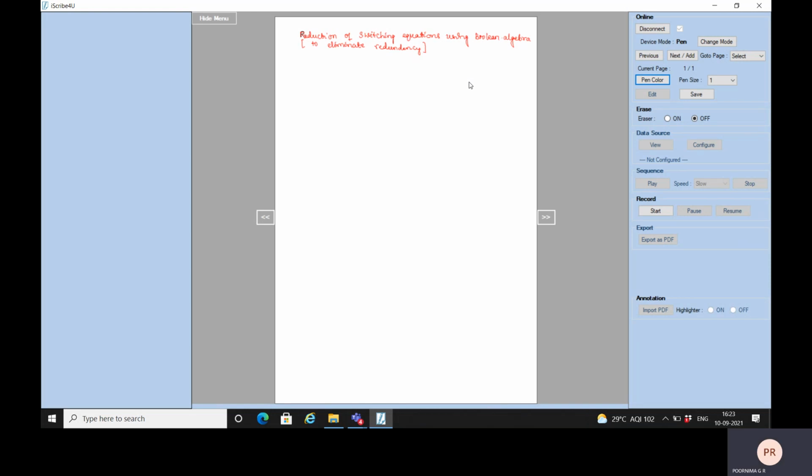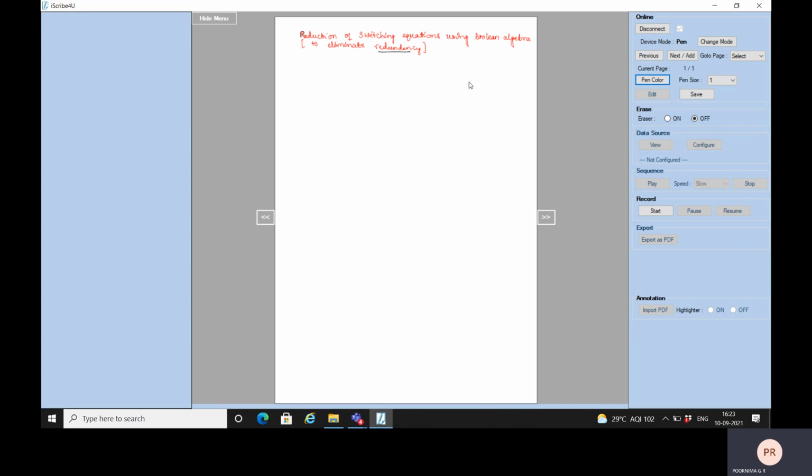Today we will be learning how to reduce a switching equation using Boolean algebra. The importance of reduction of switching equations using Boolean algebra is to eliminate the redundancy. Redundancy is nothing but repetitive information that we will be removing.